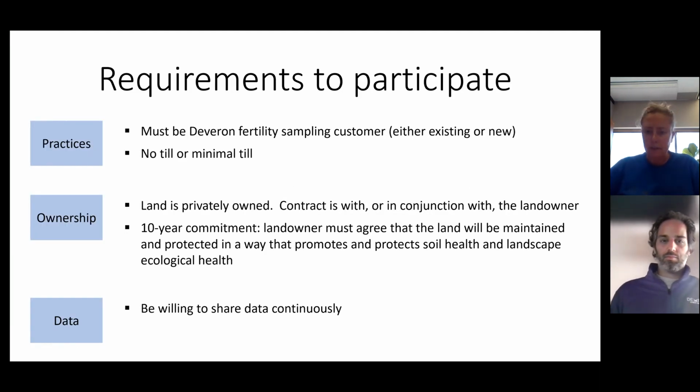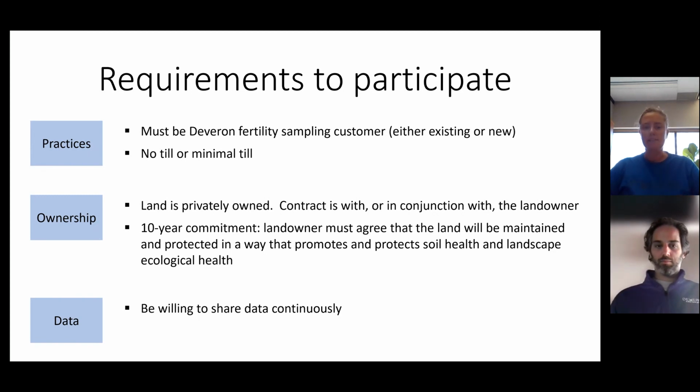All right, so that segues into the requirements for participation. The first is that you must be a Devron fertility sampling customer. One thing that we are offering is the carbon sampling at no cost to the farmer. And this is significant. It's not cheap to do this kind of sampling. However, if we're already at the field doing your fertility sampling, then we are going to cover that carbon sampling, at least for now. We're hoping that eliminates a barrier to entry for most of you.